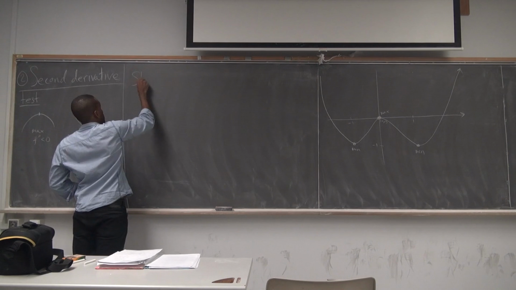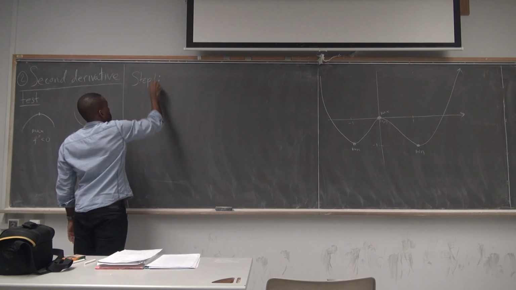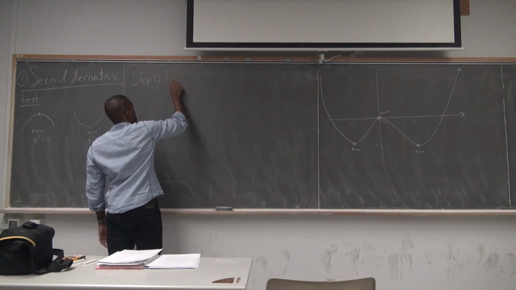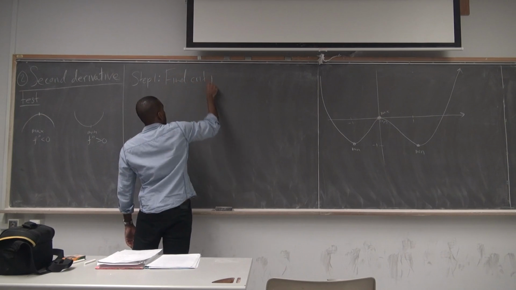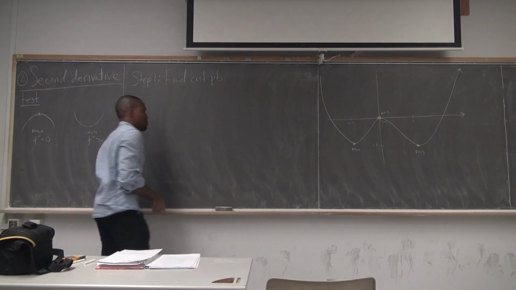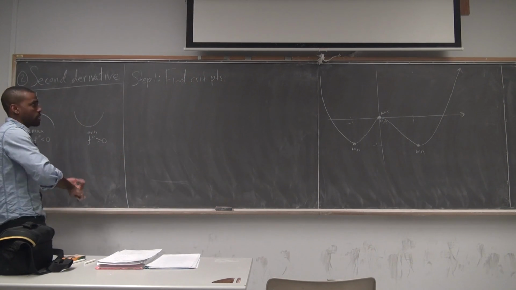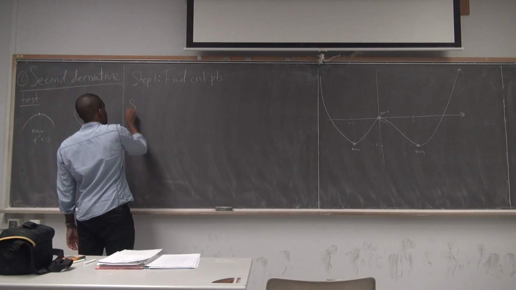So step one, find critical points. Find the first derivative, set it equal to zero or undefined, and find those x values. Step two.